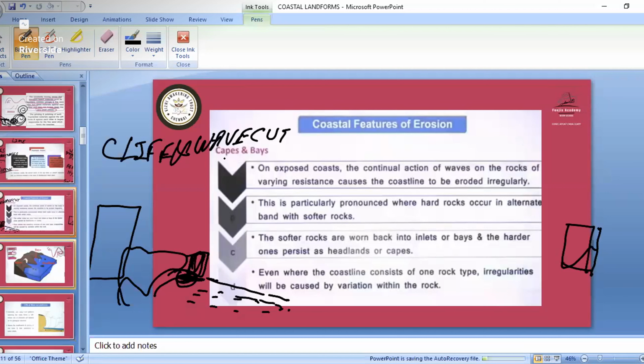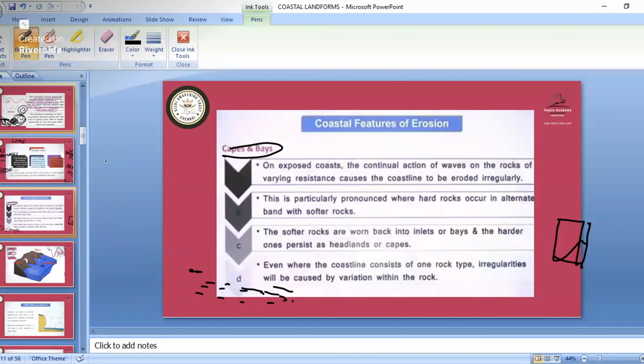Now we'll see about the caves and bays. See, in the caves and bays, what happens? We studied caves in many parts, like in fluvial, and also in limestone. Now this continental part: this part is hard rock, then we have soft rock, then hard rock, soft rock. Like this, landforms are made.